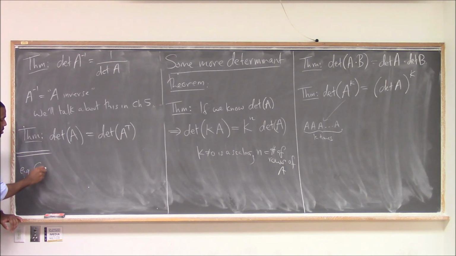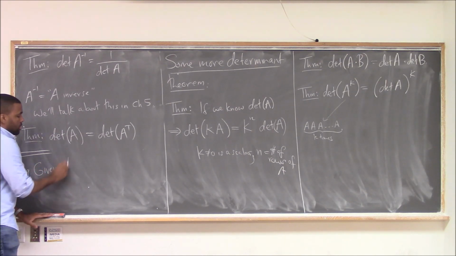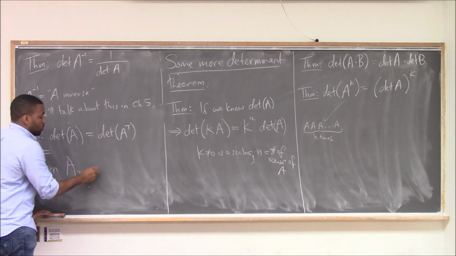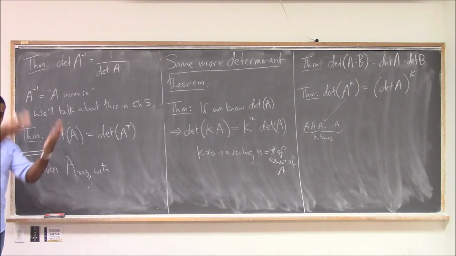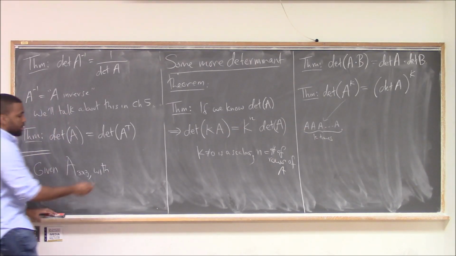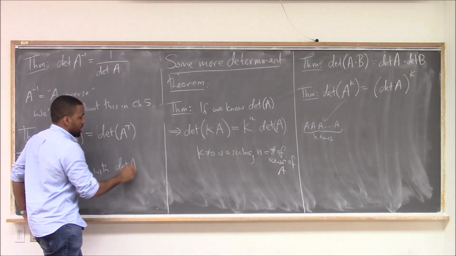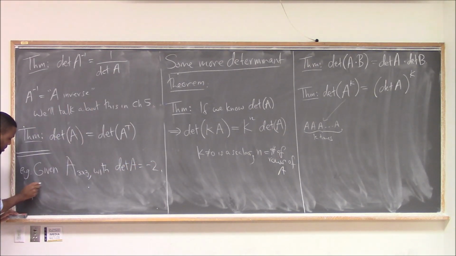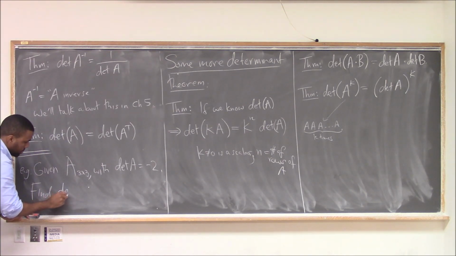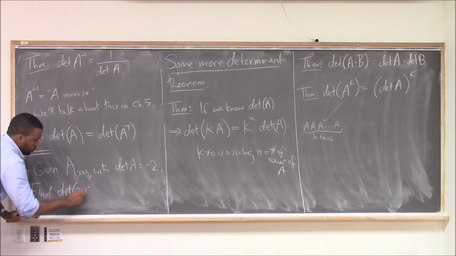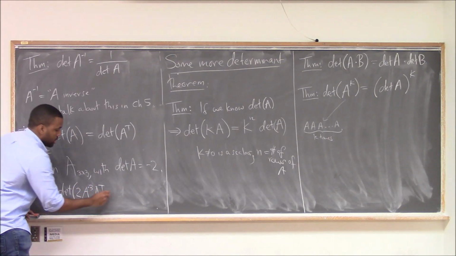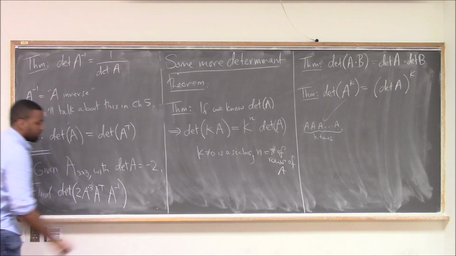So let's say given that A is a 3 by 3, and let's say you did all the work to find the determinant of A and you found that the determinant of A is -2, and I ask you to find what is the determinant of 2 times A cubed times A transpose times A inverse.